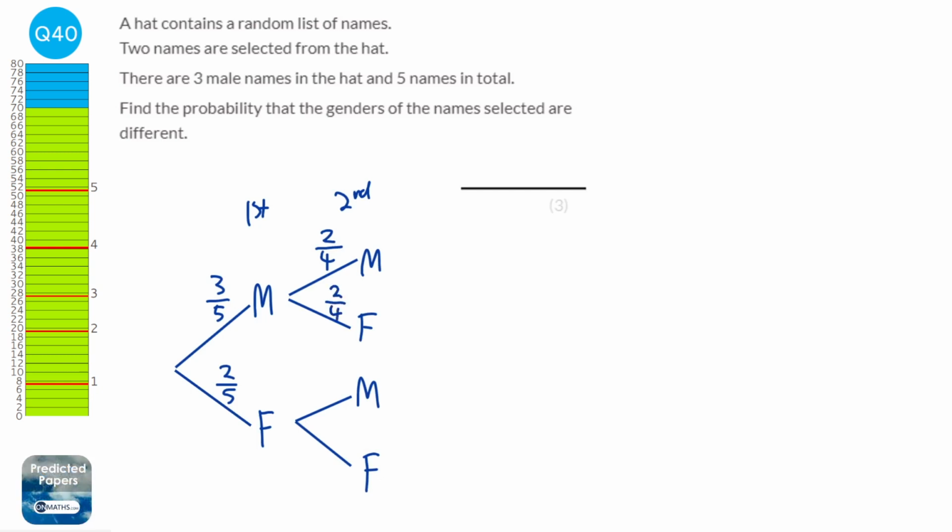If we picked a female, there'd still be 3 males and only 4 left in total, but there'd only be 1 female name left and 4 left in total.